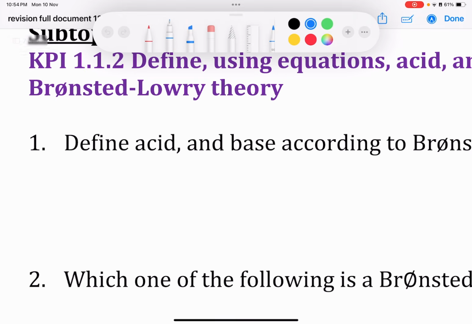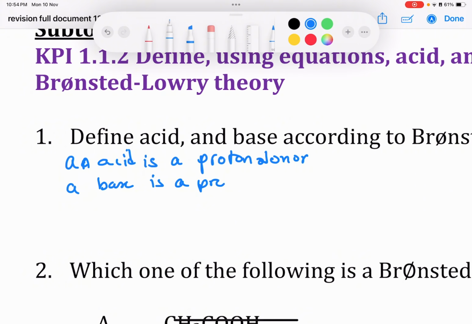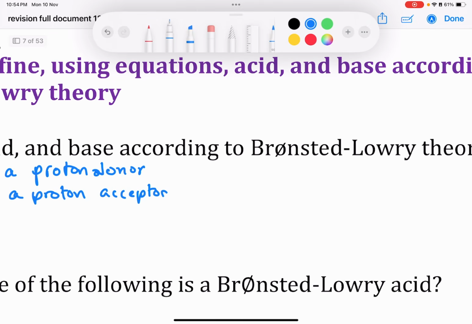For Bronsted-Lowry theory, an acid is a proton donor, while a base is a proton acceptor. So I'm going to give an example to this.